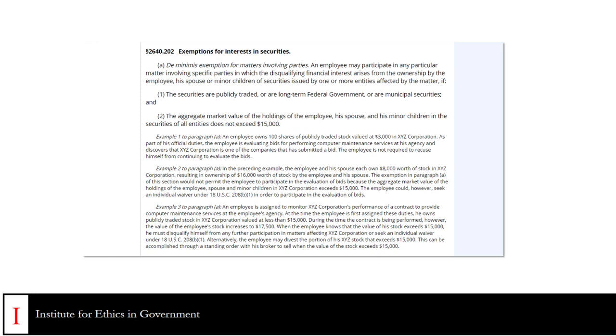If we look again at the exemption for interest in securities, we will see again we have available the $15,000 de minimis. And that de minimis again is the aggregate. So if we had more than one company that was affected by a particular matter, we would need to aggregate the value of those interests. But there's something very important here, is that in order for this exemption to apply, the securities must be publicly traded. And not all American depository receipts are publicly traded. So let's take a look at the definition of publicly traded.